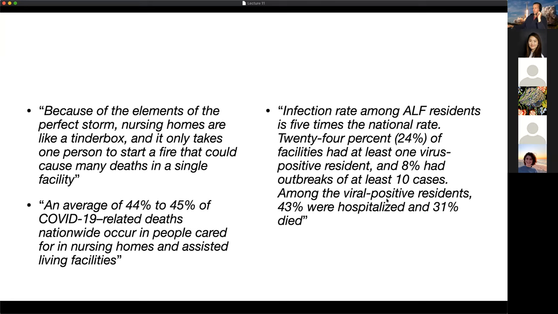Among the viral positive residents, 43% were hospitalized and 31% died. Right. So if you have this information, one of the obvious takeaways from this is that these are particularly difficult environments, where you have a lot of old and often frail people living in confined environments with regular contact, especially early in the epidemic when you didn't appreciate the extent of asymptomatic transmission.